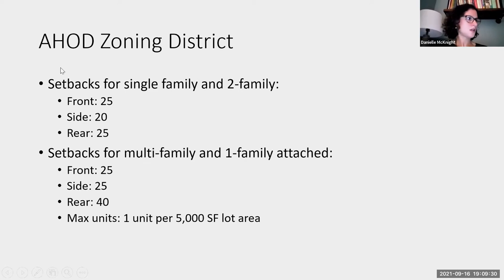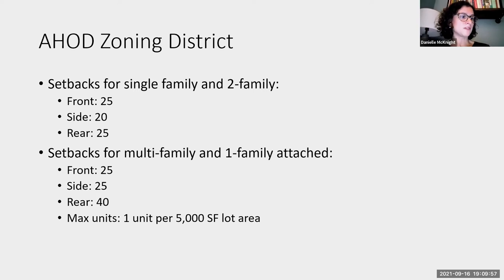Going next to the affordable housing zoning district for setbacks. Single family and two family homes in this district need a front setback of 25 feet, a side setback of 20 feet, and a rear setback of 25 feet. Multifamily and single family attached homes have a requirement of a 25 foot front setback, a 25 foot side setback, and a rear setback of 40 feet.